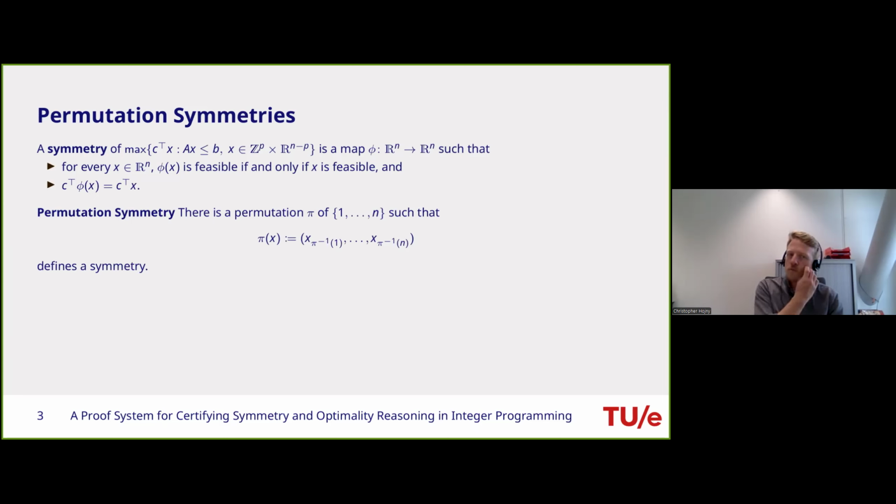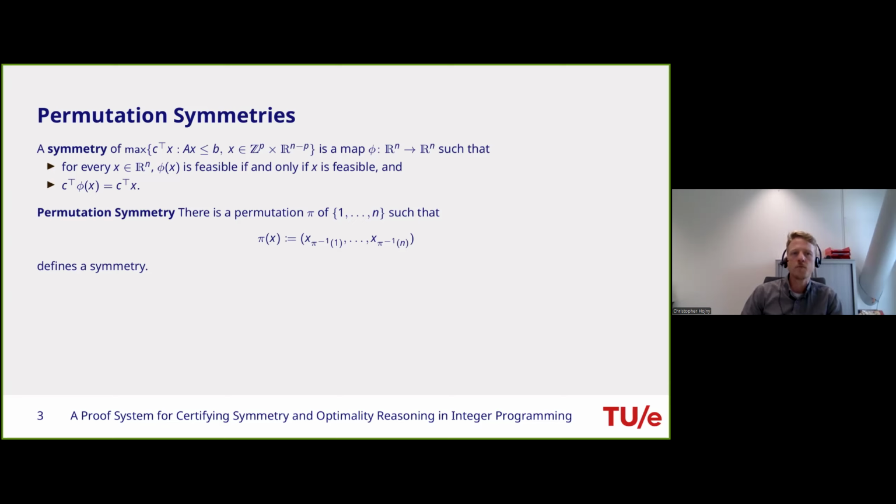This notion of symmetries is, of course, very general, and a permutation symmetry is a very special case of such a symmetry. Namely, it's just represented by a permutation pi of the variable index set 1 to n. Then we define a new solution pi of x by permuting the indices of the corresponding solution vector, so we reshuffle the entries of the vector. If this reshuffled vector satisfies the properties of a symmetry defined above, then we call pi a permutation symmetry of this problem.